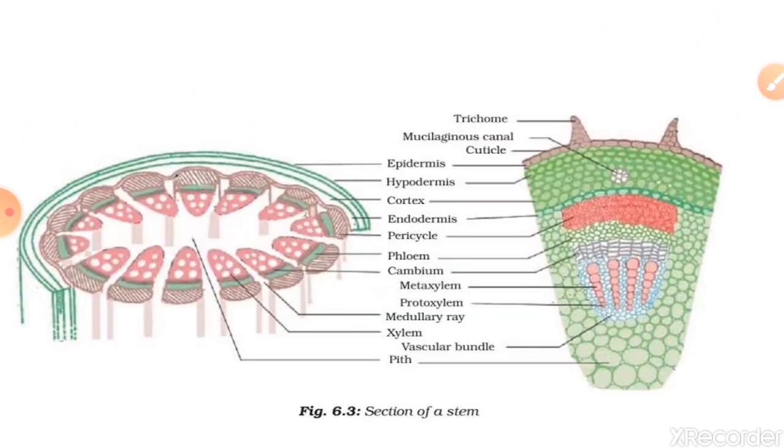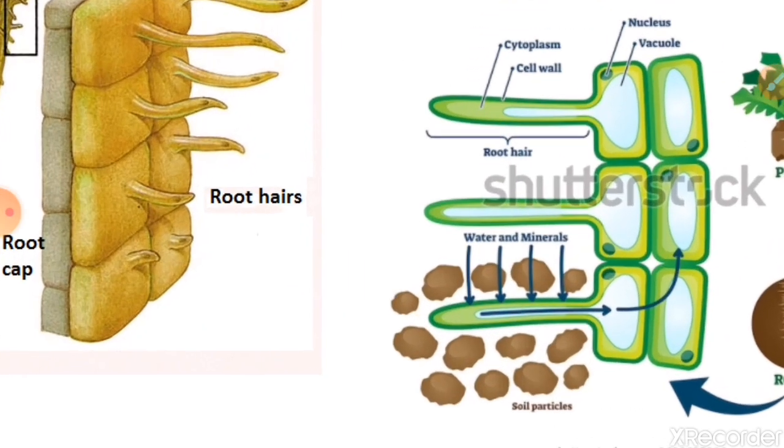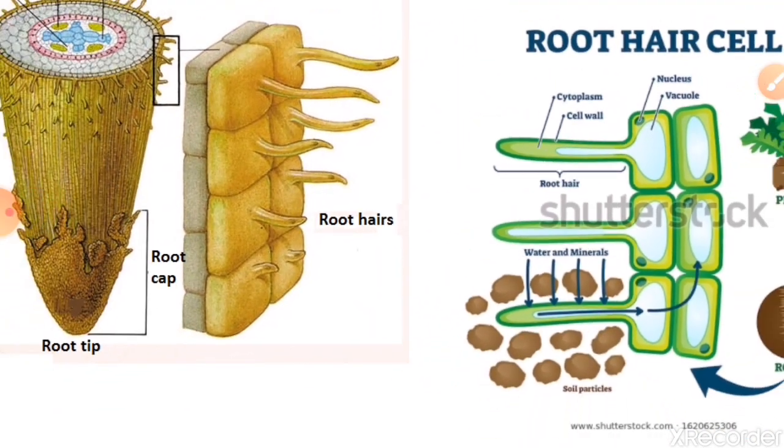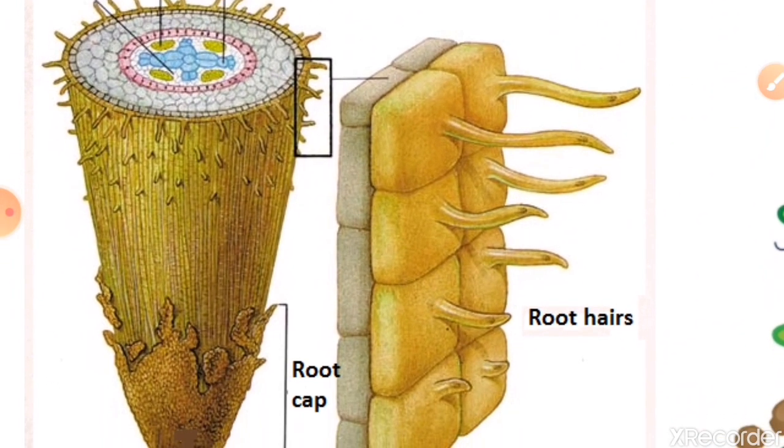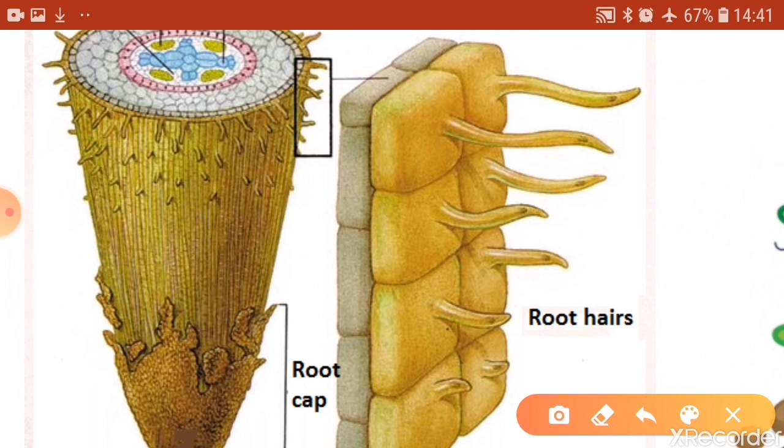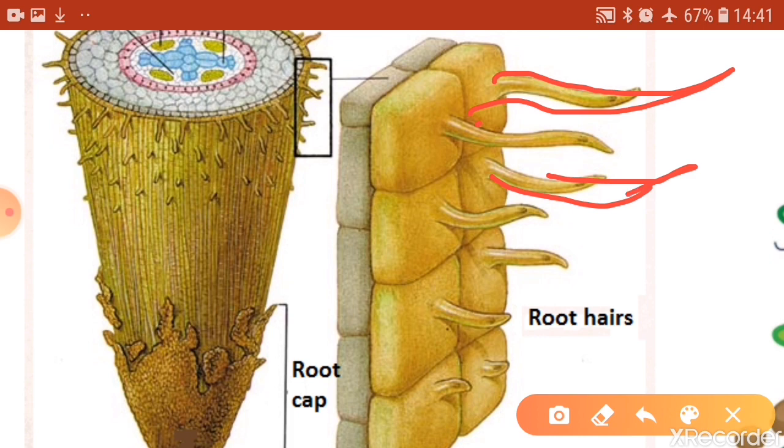Then in the roots also you find that the epidermal cells are a bit modified. Have a look at this diagram, some of the epidermal cells in the root region are modified into hair-like structures. If this is the epidermis, then you find that the epidermal cells form long hair-like structures. These are very elongated hair-like structures, and they are called the root hairs.